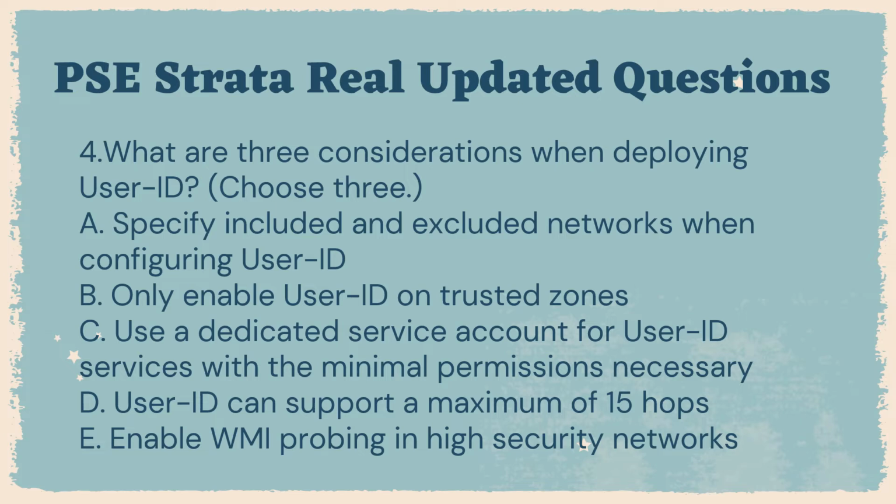4. What are three considerations when deploying User-ID? Choose 3. A. Specify included and excluded networks when configuring User-ID. B. Only enable User-ID on trusted zones. C. Use a dedicated service account for User-ID services with the minimal permissions necessary. D. User-ID can support a maximum of 15 hops. E. Enable WMI probing in high-security networks.